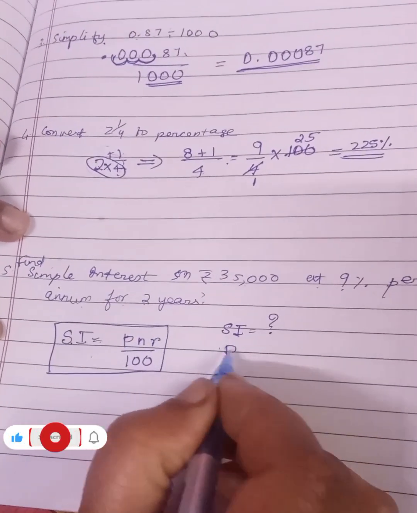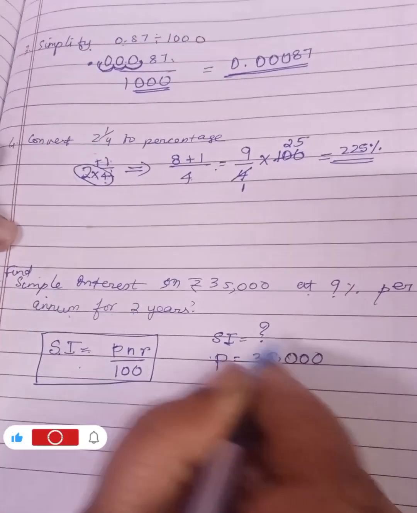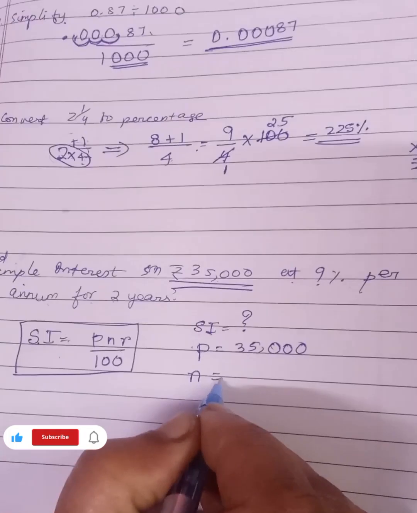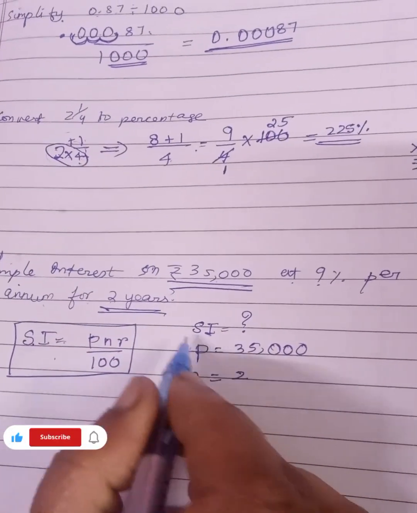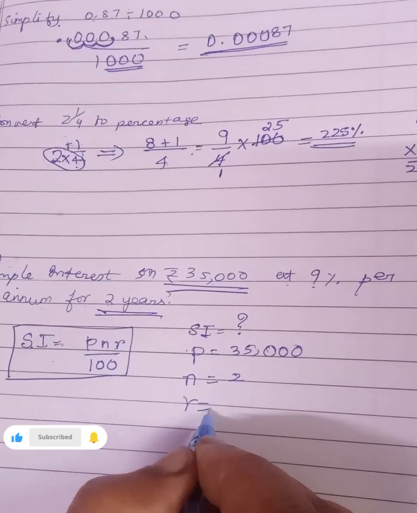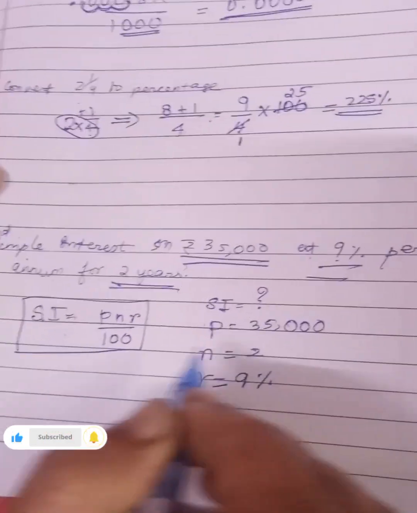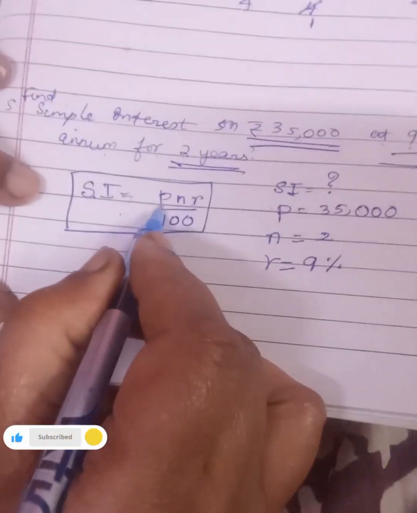Now write down P is equal to 35,000. Okay, this is your principal. Then N is the number of years. So how many years? Number of years is equal to 2. And what is R? R is equal to rate of interest. So that is equal to 9%. So how will you write down here? You will write down as, instead of P, what will you write?